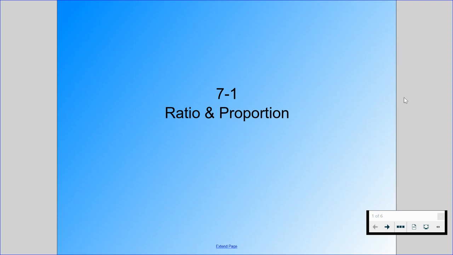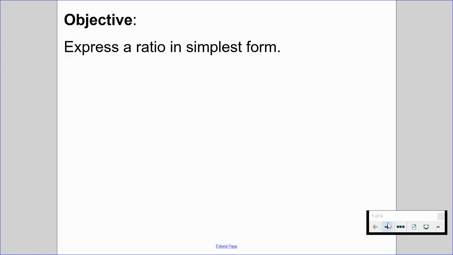In this video, we are going to be starting Chapter 7, Section 1 titled Ratio and Proportion. By the end of this video, we should be able to express a ratio in simplest form. So please have out your guided notes.